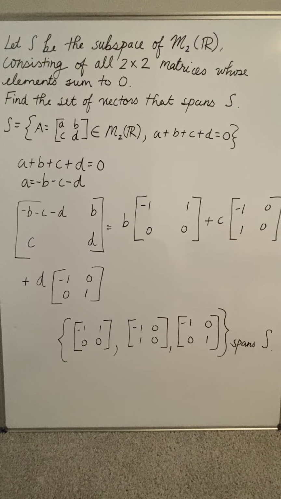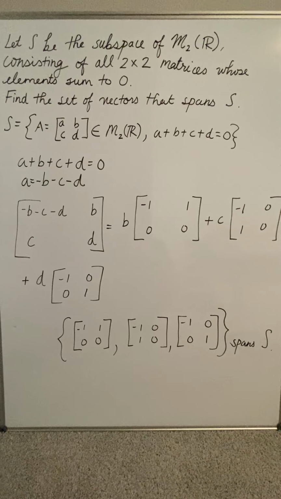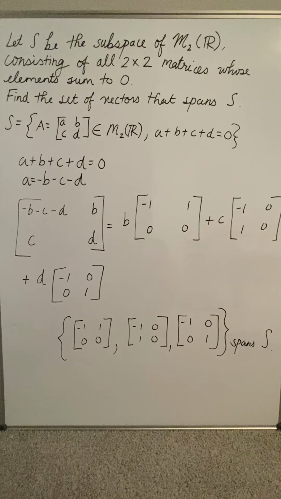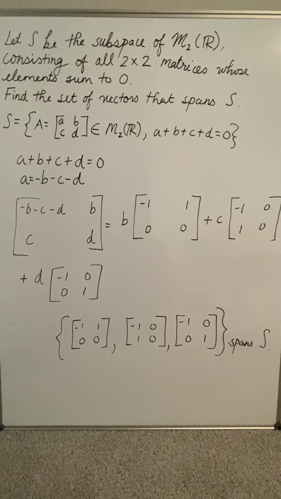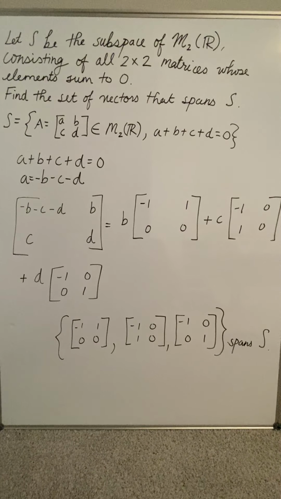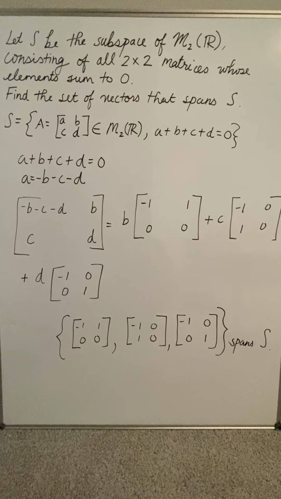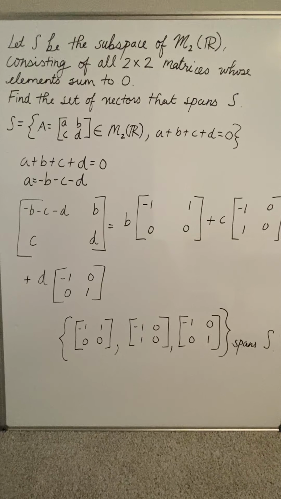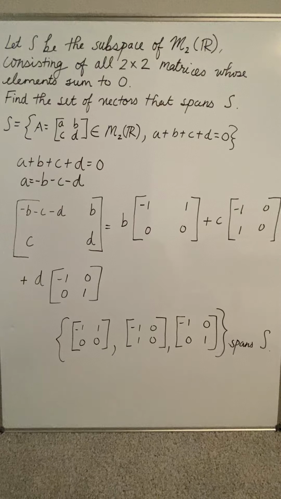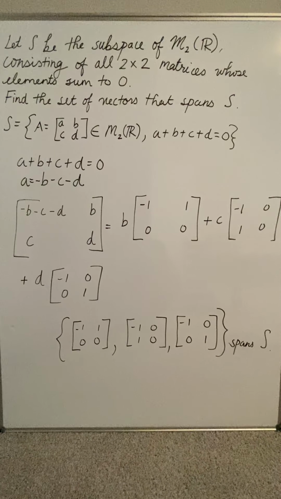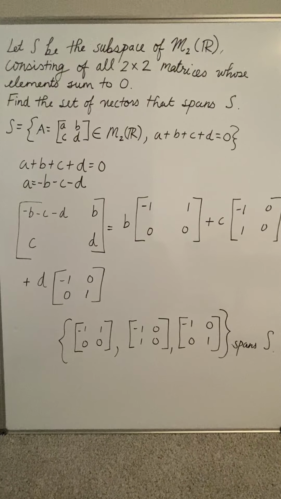Hey guys, my name is Arjun and I will be doing problem number 3 for POW 5. And the question states, let S be the subspace of M2 consisting of all 2 by 2 matrices whose elements sum to 0. And the question is asking to find the set of vectors that spans that subspace, S.